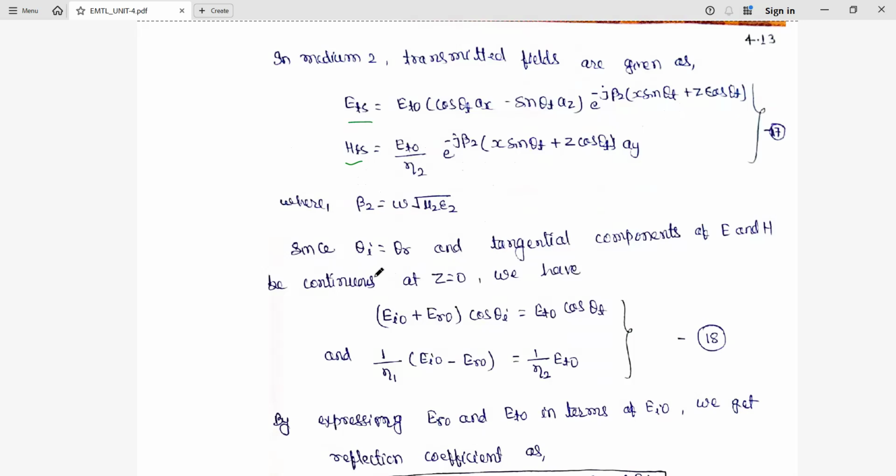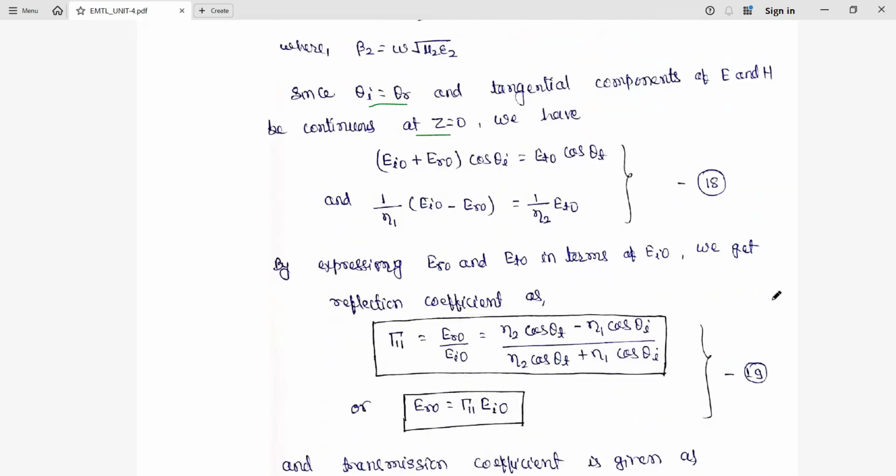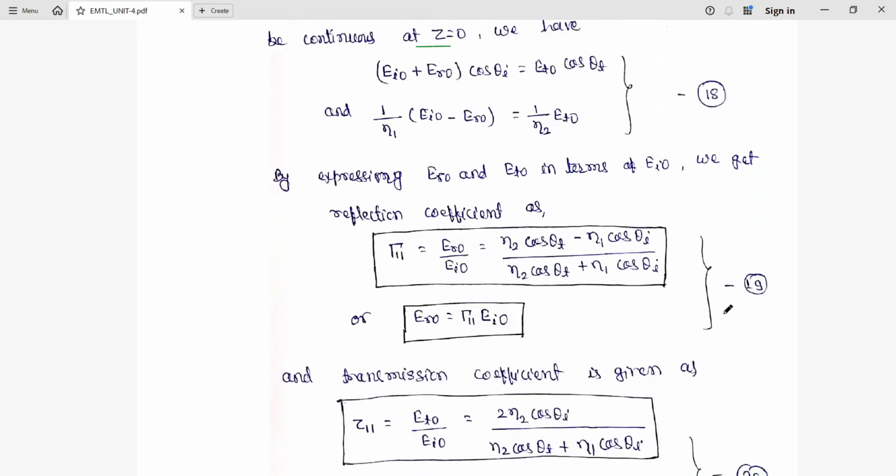Now theta_I equals theta_R, as we have seen earlier, and the tangential components of E and H are both continuous at the boundary, which we have considered as z equal to 0.